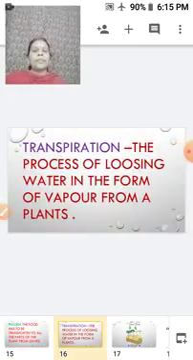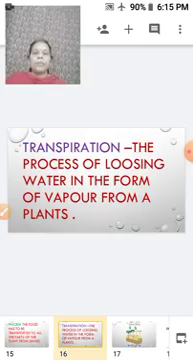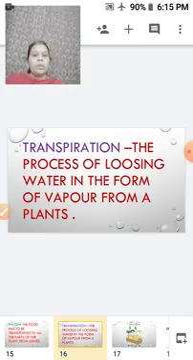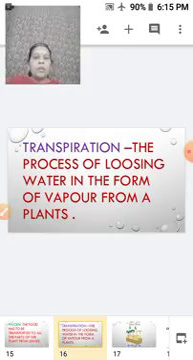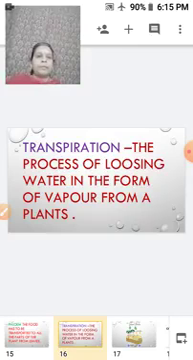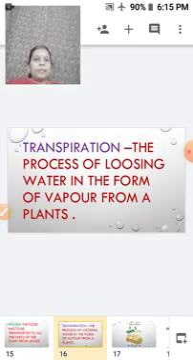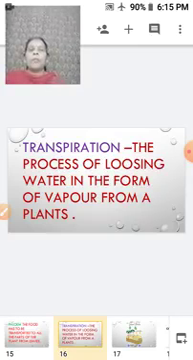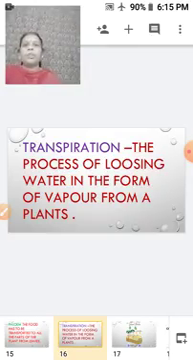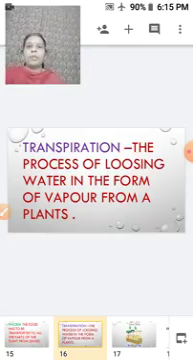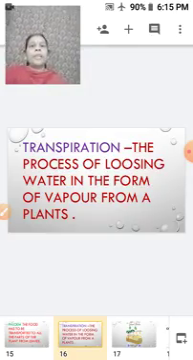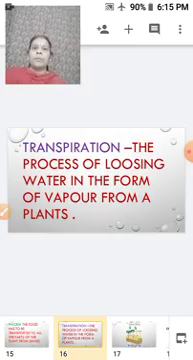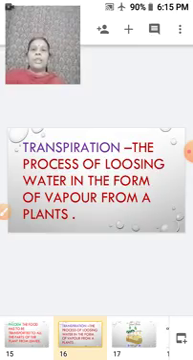As I said, the extra water is released by the process of transpiration with the help of stomata. So, what is transpiration? Transpiration is the process of losing water in the form of vapor from the plant. In other words, transpiration is the evaporation of water from the leaves through stomata which are present on the leaf. Almost 90% of the water that the root absorbs is lost through transpiration.